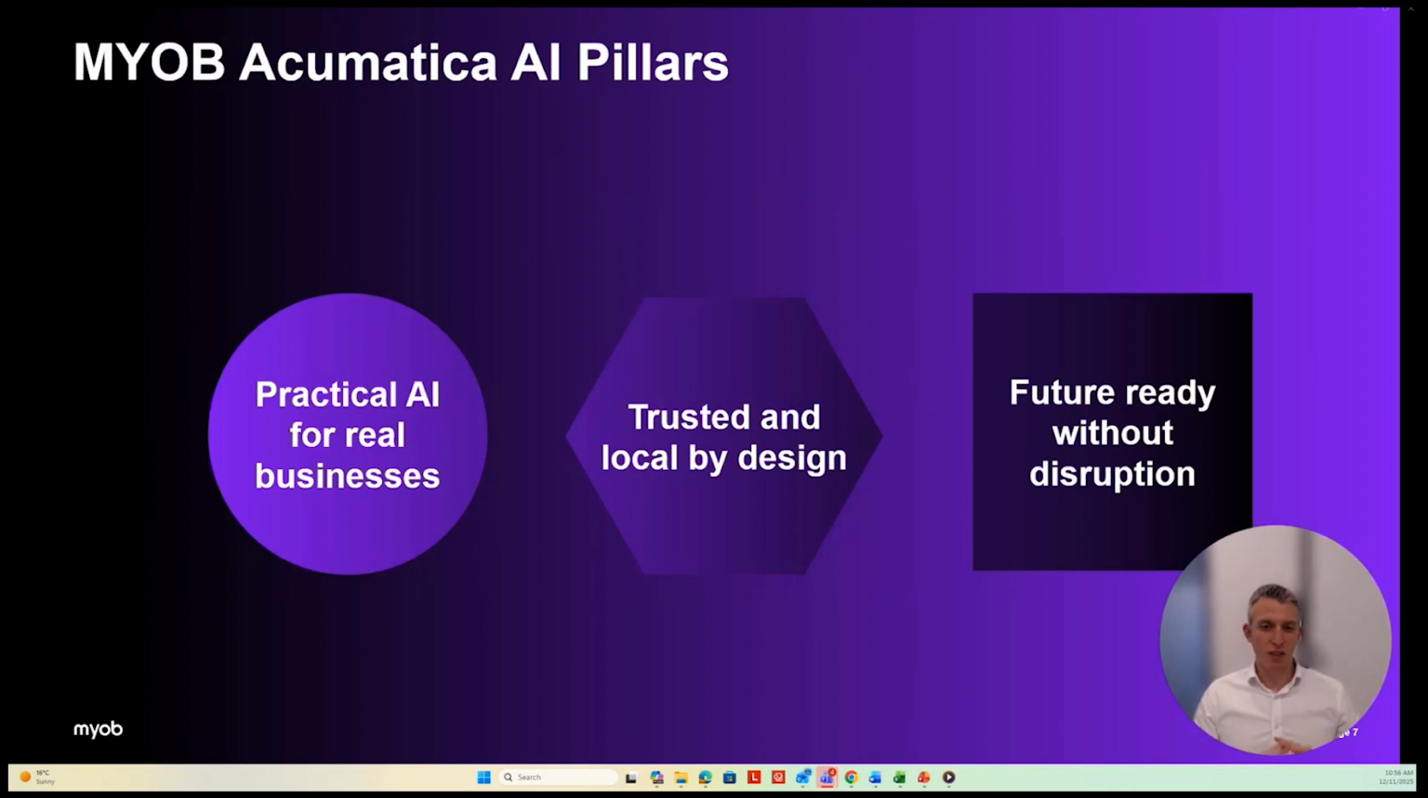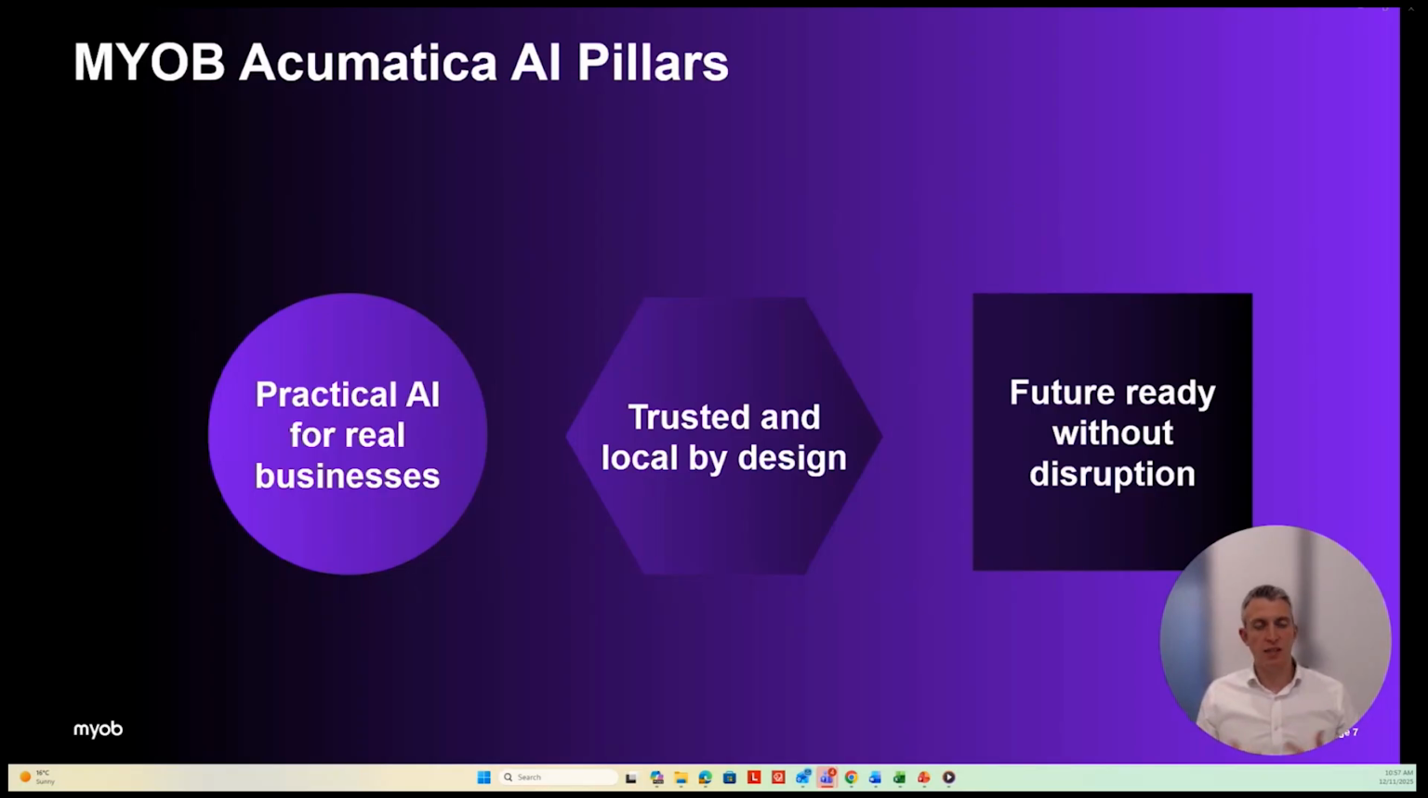So the first is practical AI for real businesses. This is all about having our customers at the center of what we do. It's all about AI that works for you, is practical and embedded, AI that solves real problems as opposed to being hype orientated.